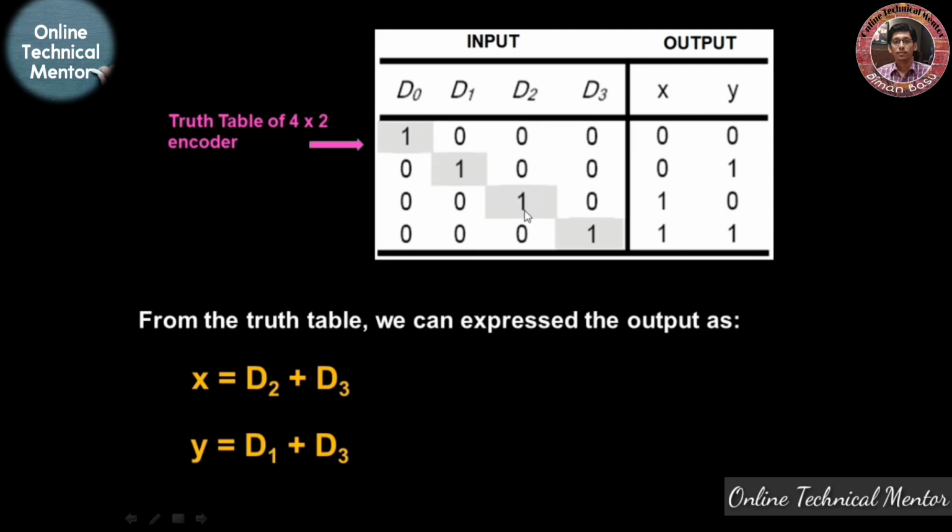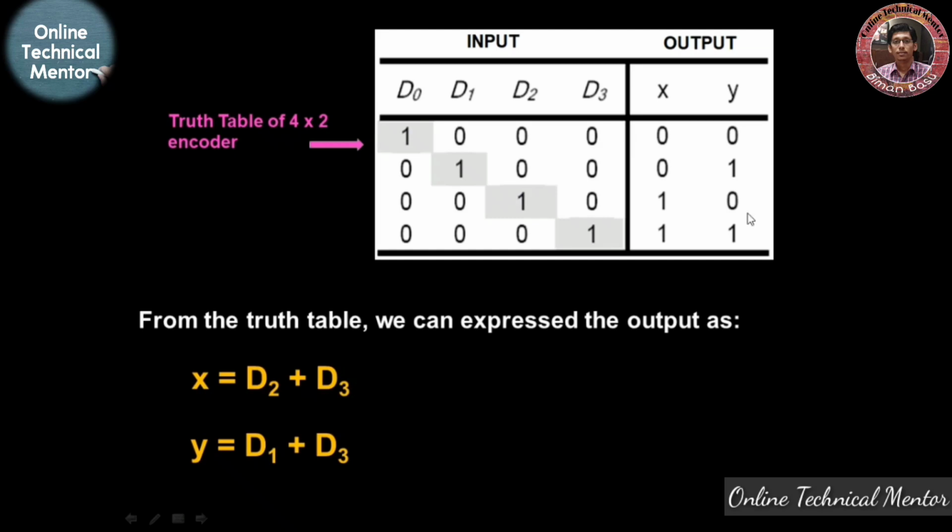When D2 is logic 1 or D3 is logic 1, then x becomes 1. When either D2 or D3 becomes high, only then does x produce a high output. So you can write it like this: x equal to D2 or D3. So when any one of the inputs, D2 or D3, becomes high, only then does x become high.